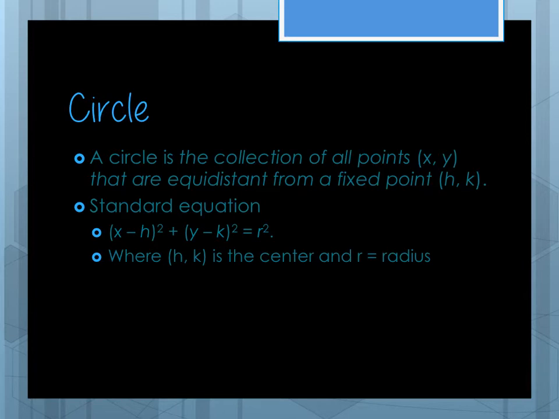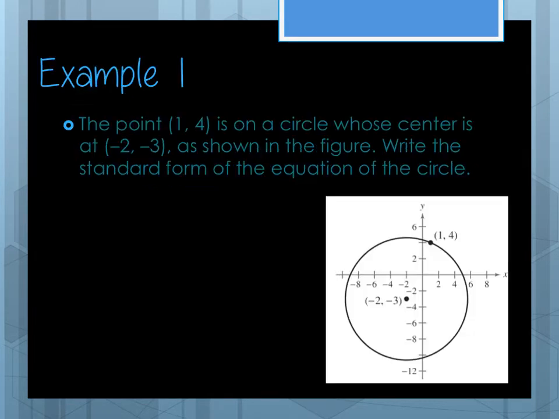And the standard equation, which we have seen before, is x minus h squared plus y minus k squared equals r squared, where h, k is your center and r is your radius. So if you wanted to keep a note of all the equations you need to know for chapter 9, this is going to be the first of many. All right, so again, hopefully review, but we start with this.